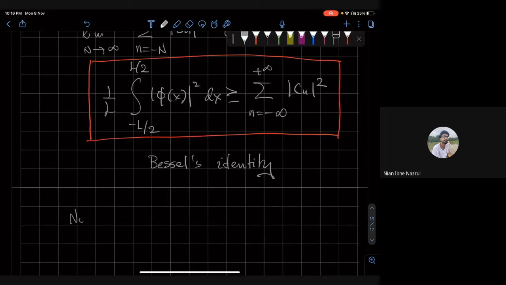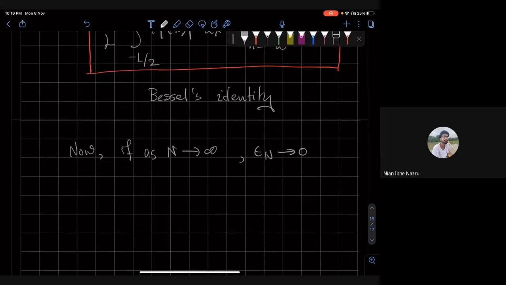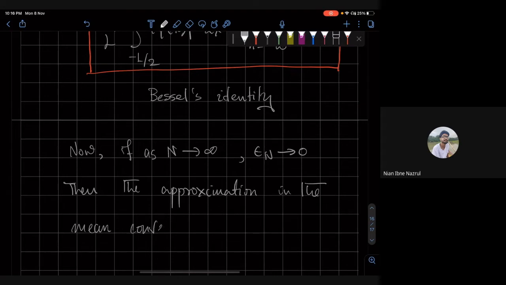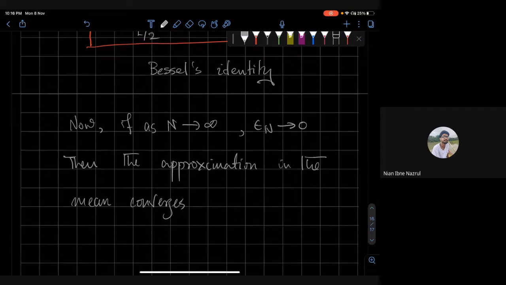So now, when big N goes to infinity, as big N goes to infinity, E of N goes to 0, then we say that the approximation in the mean converges to the function. Okay.